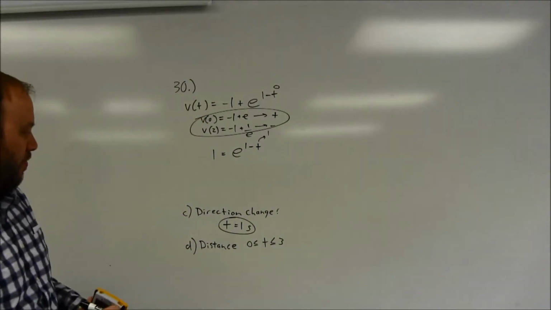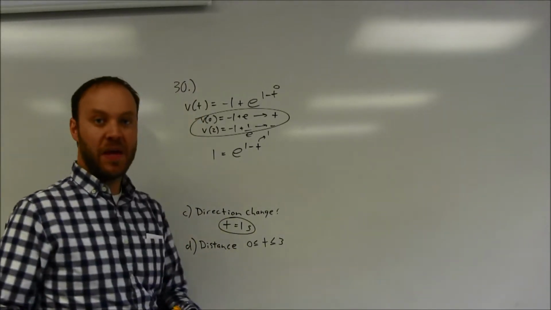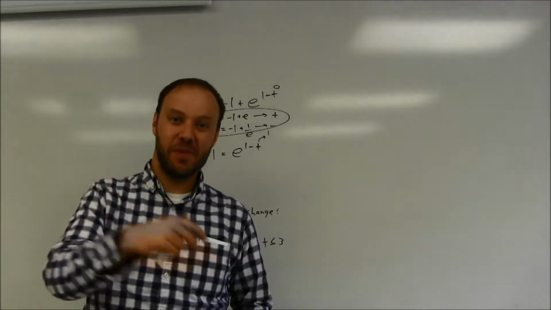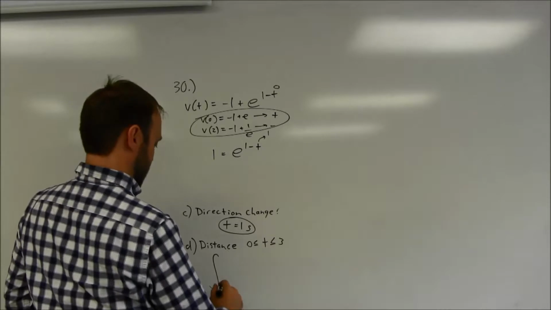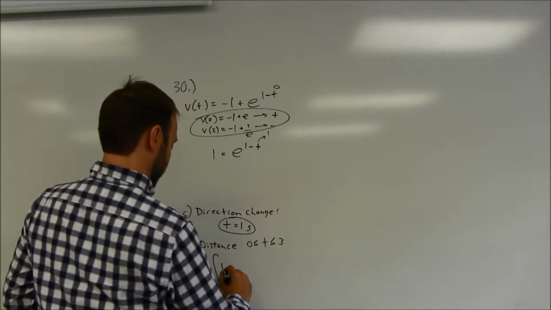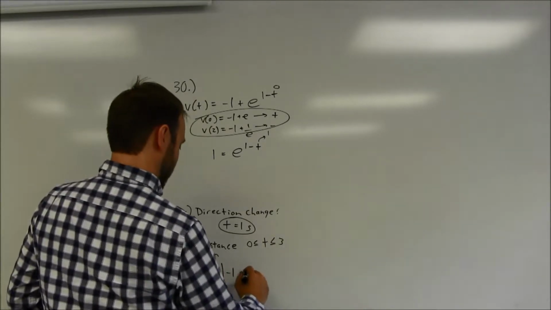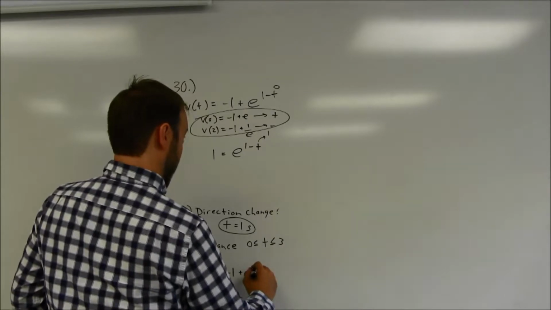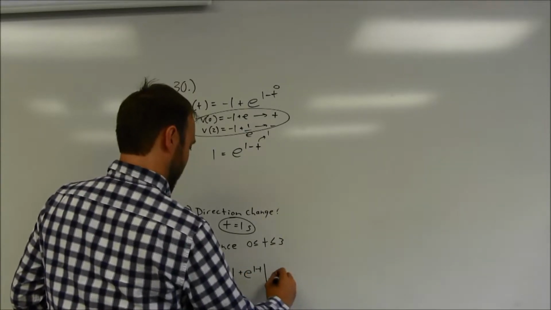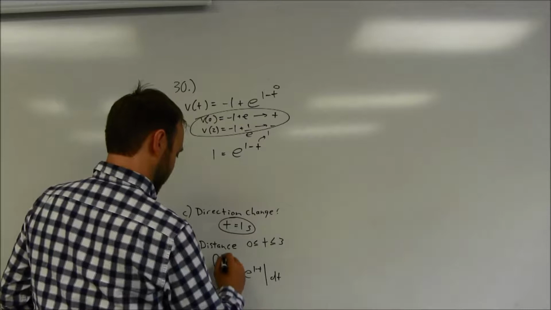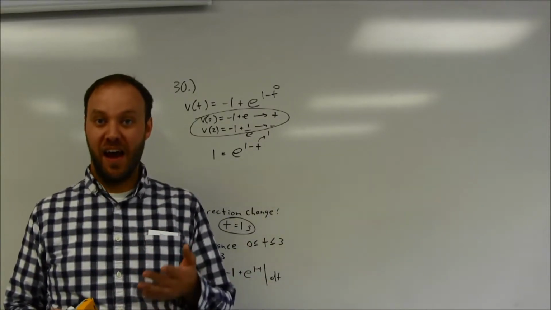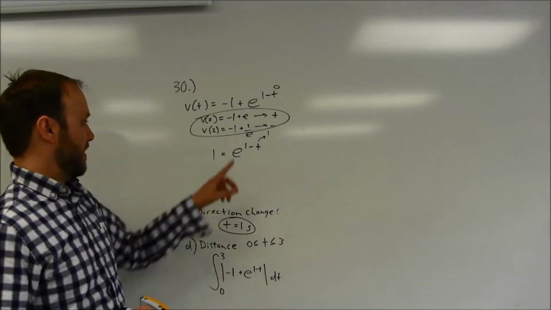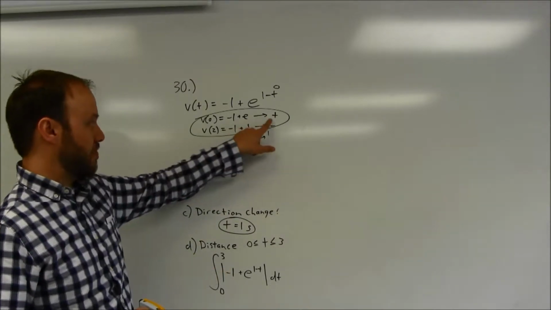Okay? The last part, we want the distance between 0 and 3. Note that's distance, not displacement. So we're going to find the absolute value here of the velocity function, -1 plus e to the 1 minus t power, and we're going to find it between 0 and 3. Now I have a feeling this was probably intended to be done on a non-calculator test. We basically know that the velocity is positive up to 1.